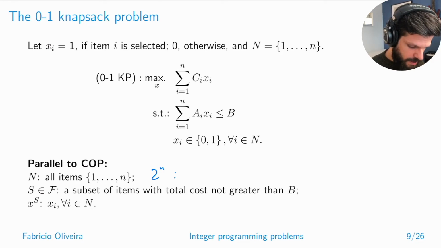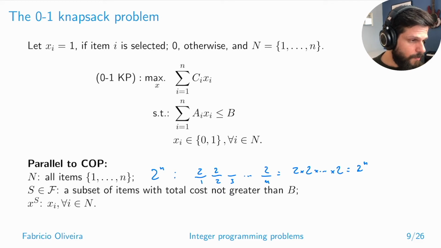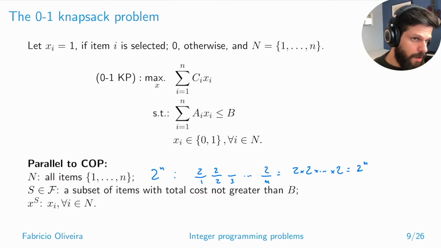Because it's basically for each item you have two options, right? Whether you select it or not, all the way to item 1, item 2, item 3, item n. So this is 2 times 2 times 2, which is the number of possible selections. And those that are feasible are those that satisfy a cost not greater than b, a cost in the sense of the weight.